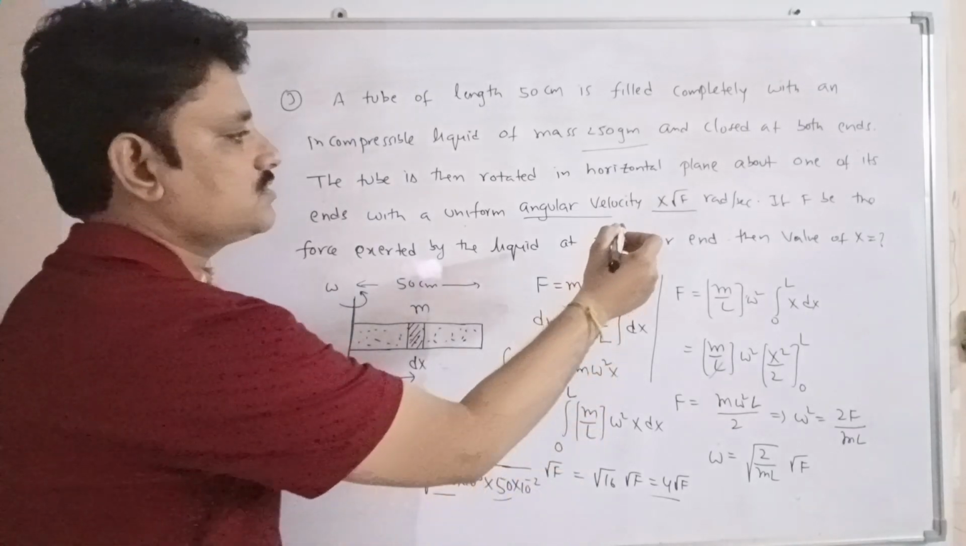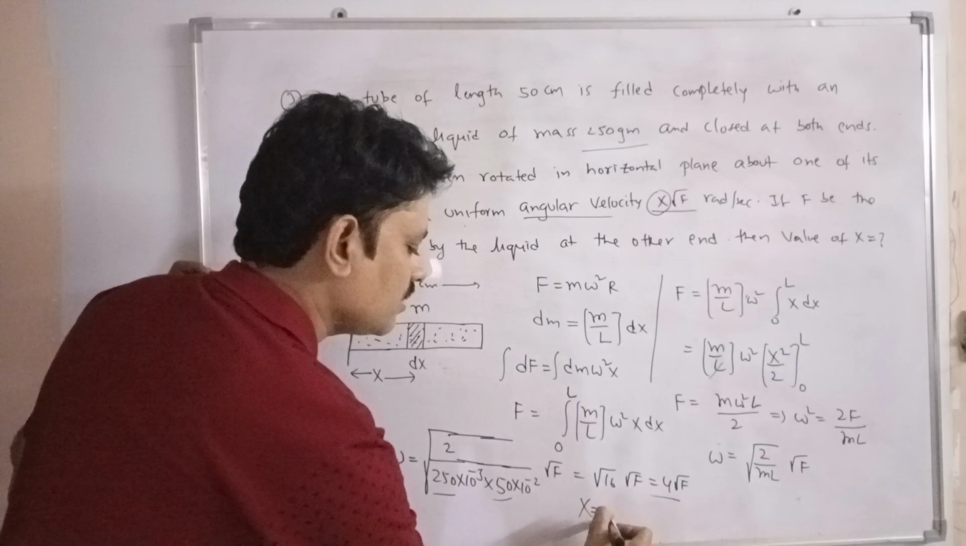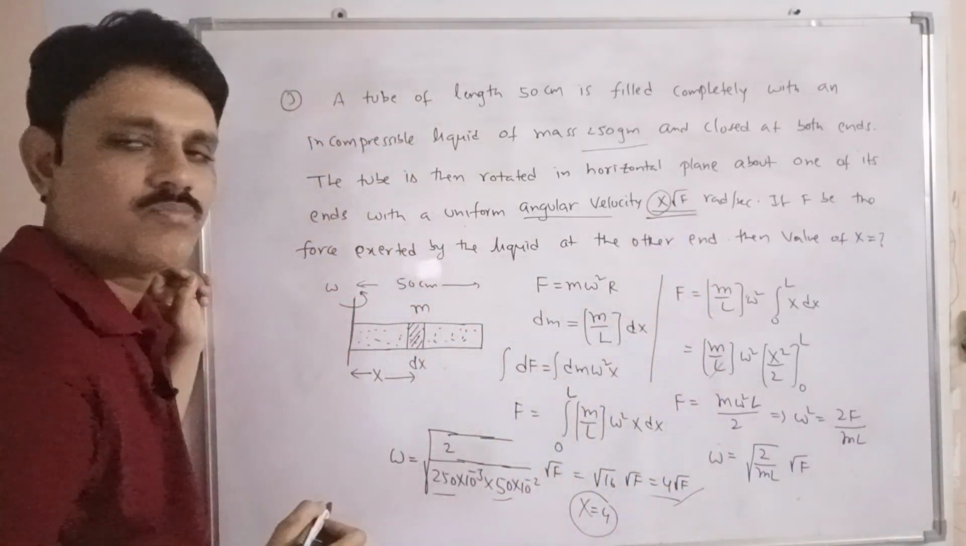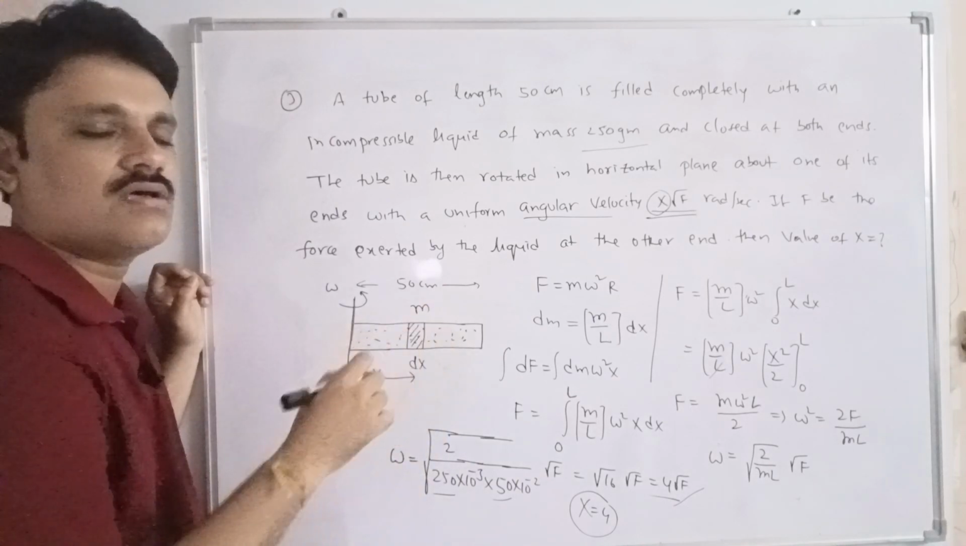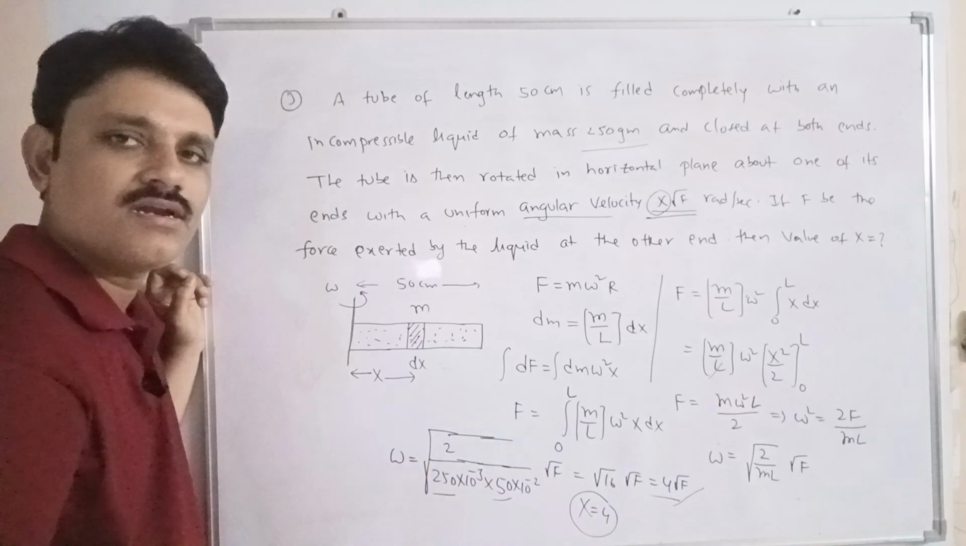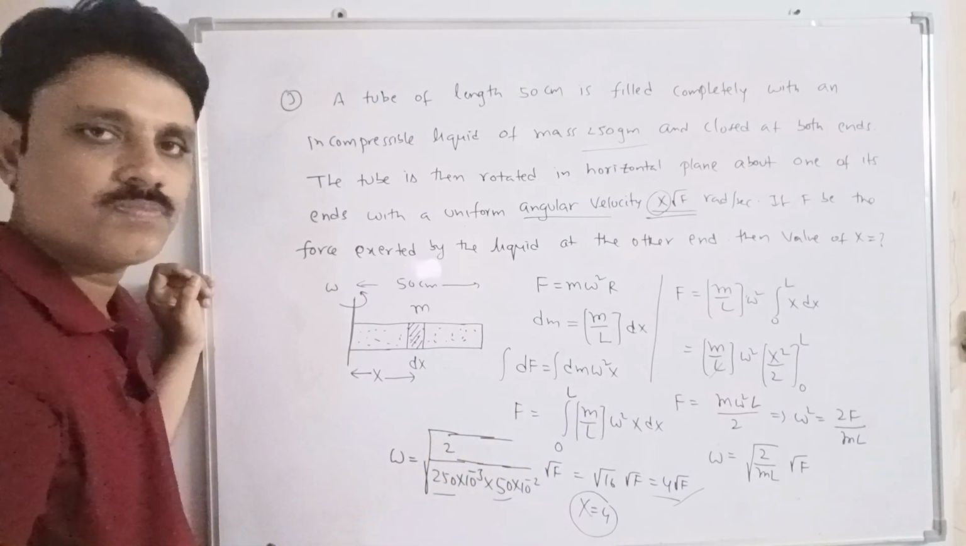4 root f means what is the x value? The x value is nothing but 4. If you compare the final relation with the problem, the angular velocity is x times root f. We calculated that it is 4 root f, so the value of x is equal to 4.